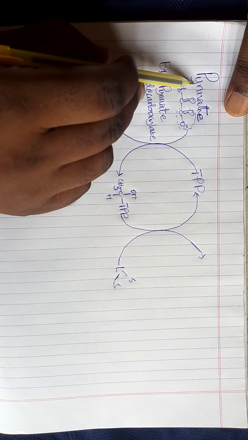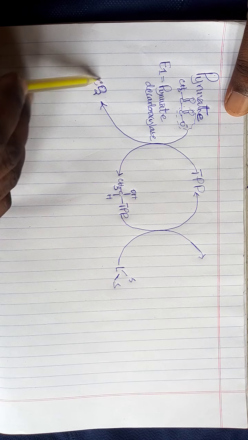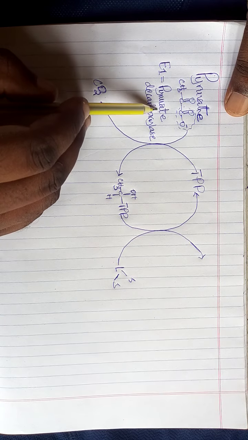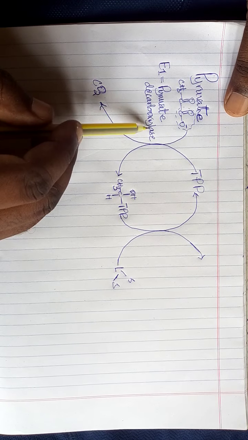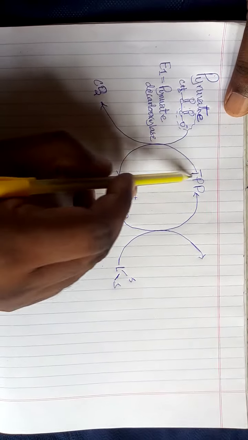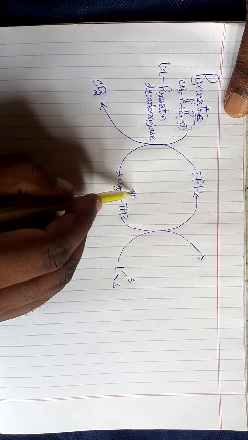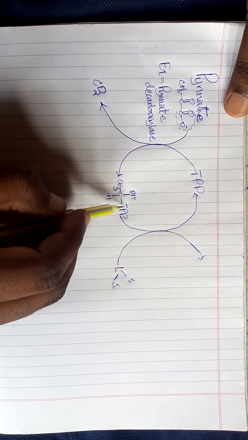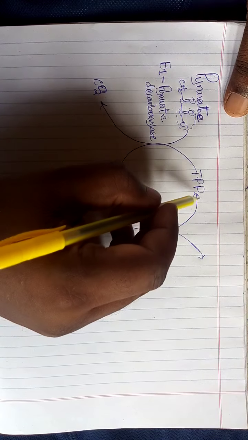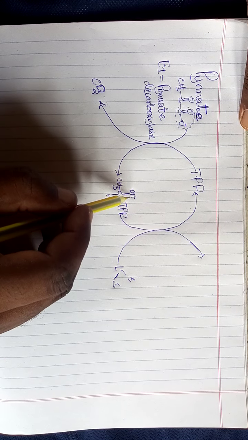Therefore, first of all, the pyruvate must be decarboxylated, whereby one molecule of carbon dioxide is given out. The enzyme concerned is pyruvate decarboxylase. This pyruvate decarboxylase has a component, thiamine pyrophosphate. Then the remaining two carbons combine with the thiamine pyrophosphate to form hydroxyethyl thiamine pyrophosphate.